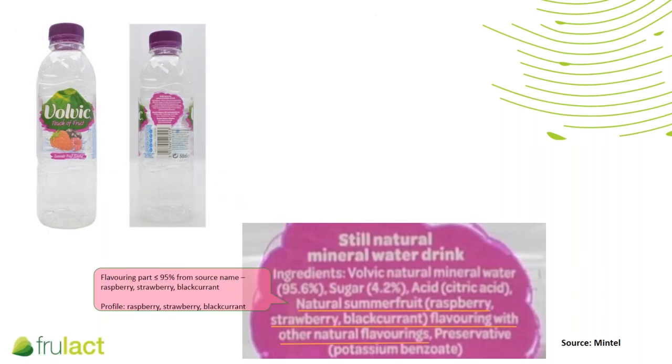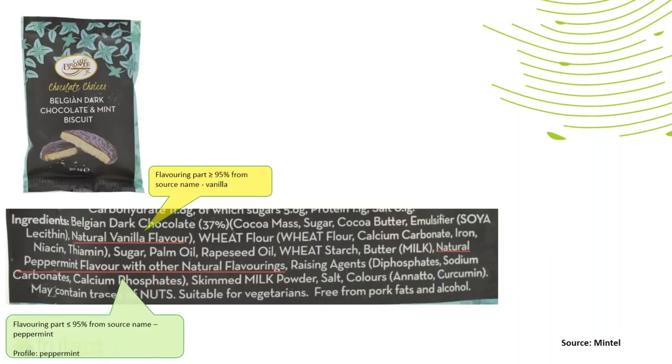This one states natural summer fruit, raspberry, strawberry, blackcurrant flavoring with other natural flavorings. Once again, the flavoring part is less than 95% from the source name, but the profile is still raspberry, strawberry, and blackcurrant. Some Belgian dark chocolate with natural vanilla flavor. The flavoring part, once again, higher than 95% from the source name vanilla. And we have also natural peppermint flavor with other natural flavorings, which meant that the flavoring part is less than 95% from the source name peppermint, but the profile is still peppermint.